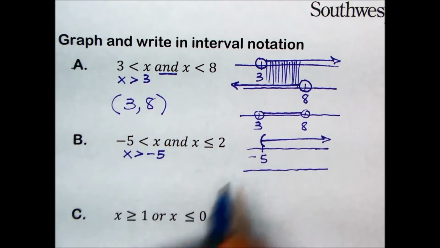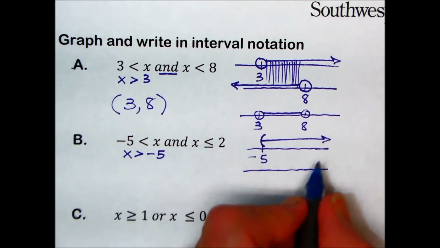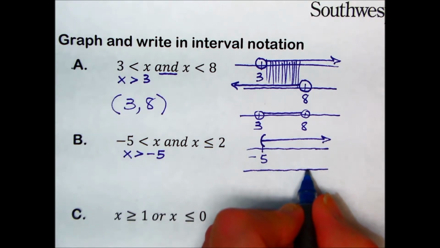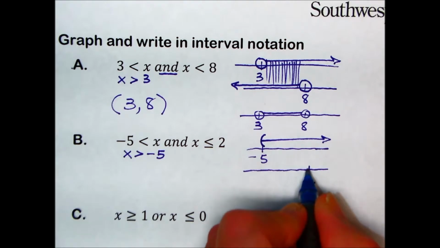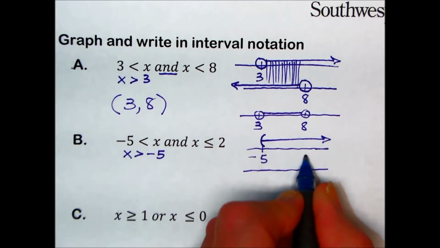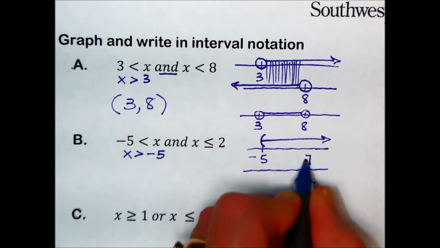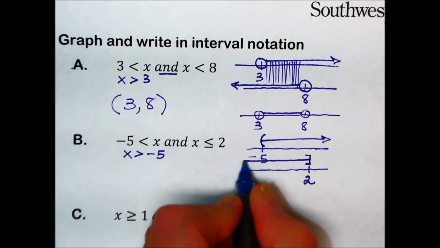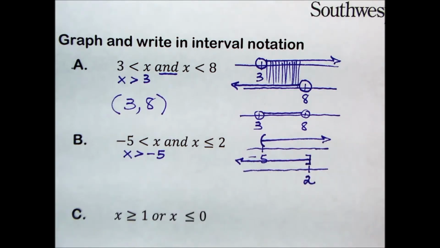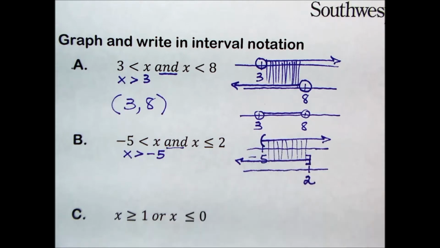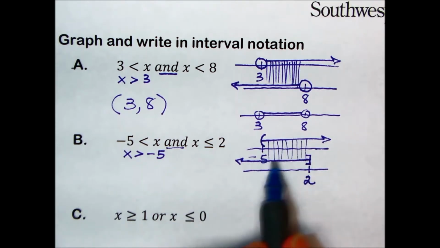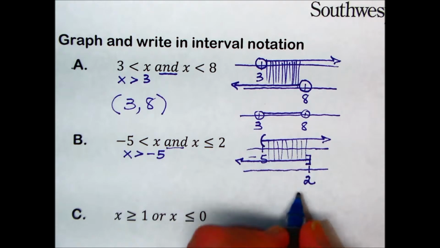The second set of numbers that we're looking at are values that are less than or equal to 2. Because it equals 2, you'd either put a solid point, or if we're using interval notation, we would use a bracket, and less than is continuing to the left. This is an and, it's an intersection.